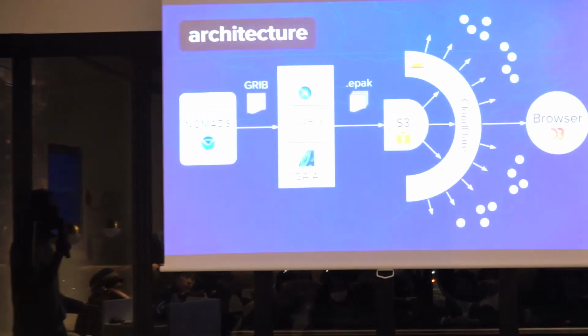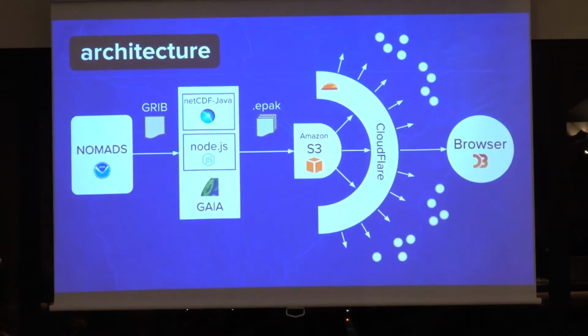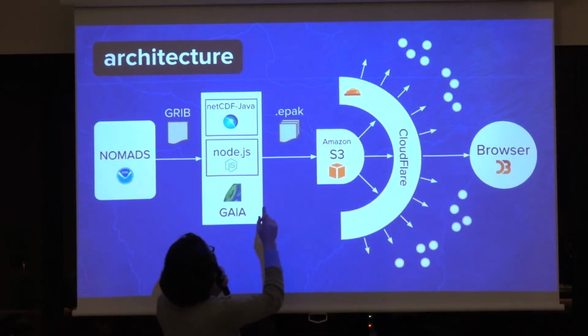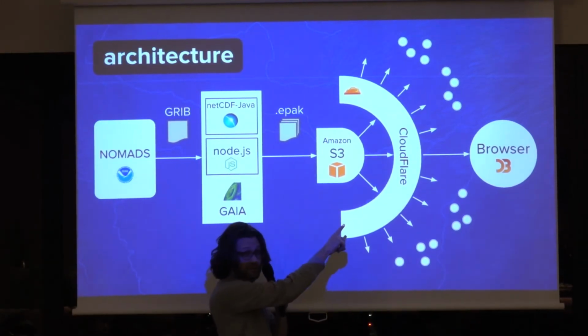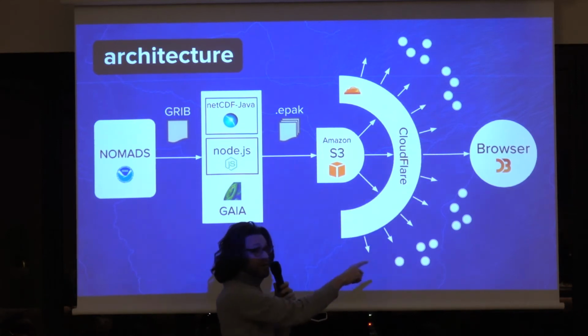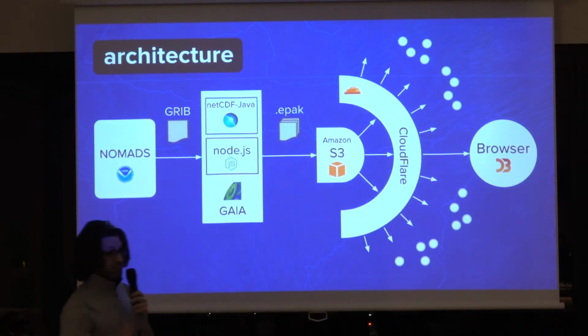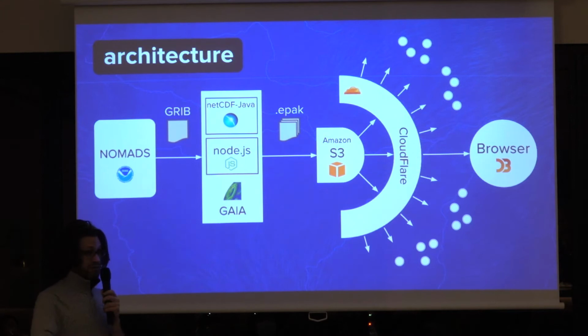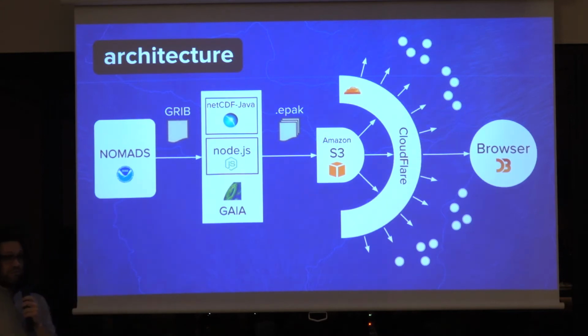I want to talk a little bit about the architecture of the site. It's all static. It all sits in Amazon S3 behind Cloudflare. Cloudflare is a free CDN, free content delivery network. S3 is cheap. So running the site costs around $50 per month.